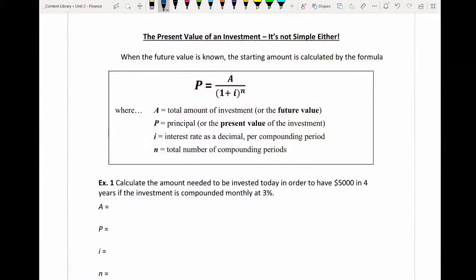In today's note, we are going to be looking at the present value. In saving money, we may have an end goal in mind. It may not be, I want to know how much I have in the future. It may be, I know how much I have. How much do I need to start with?